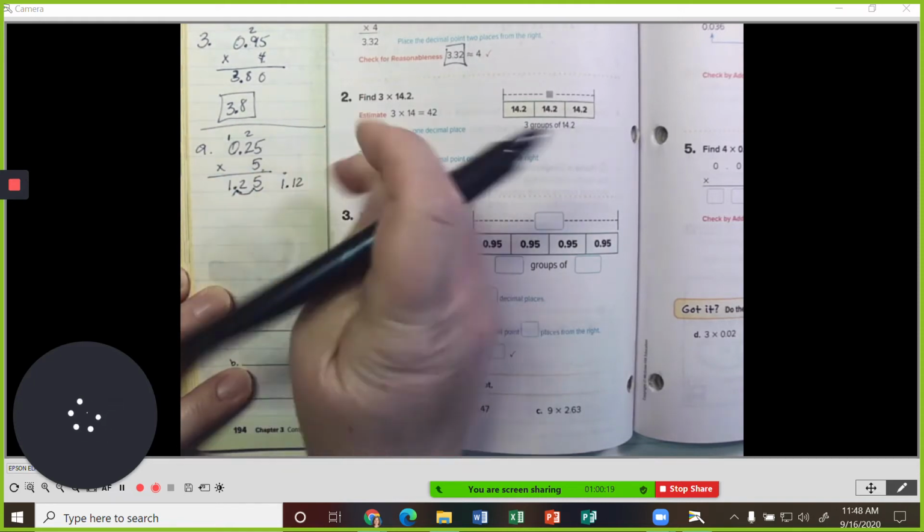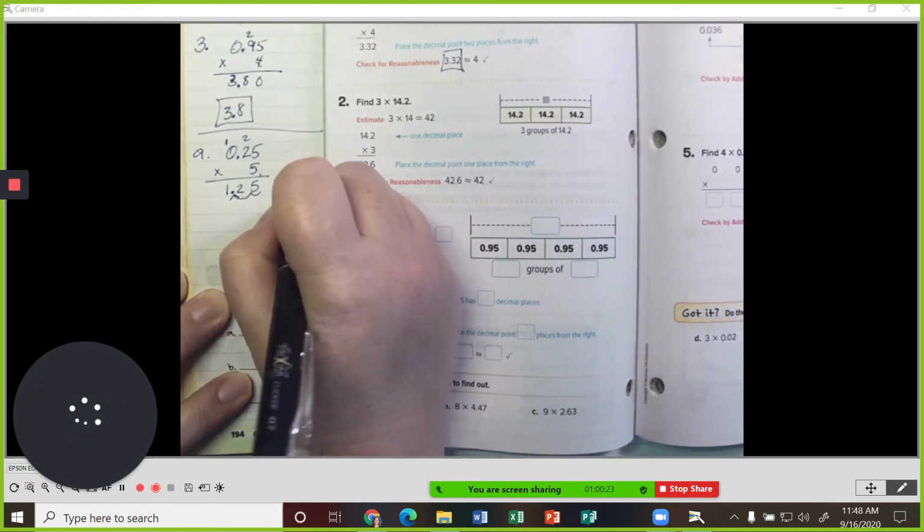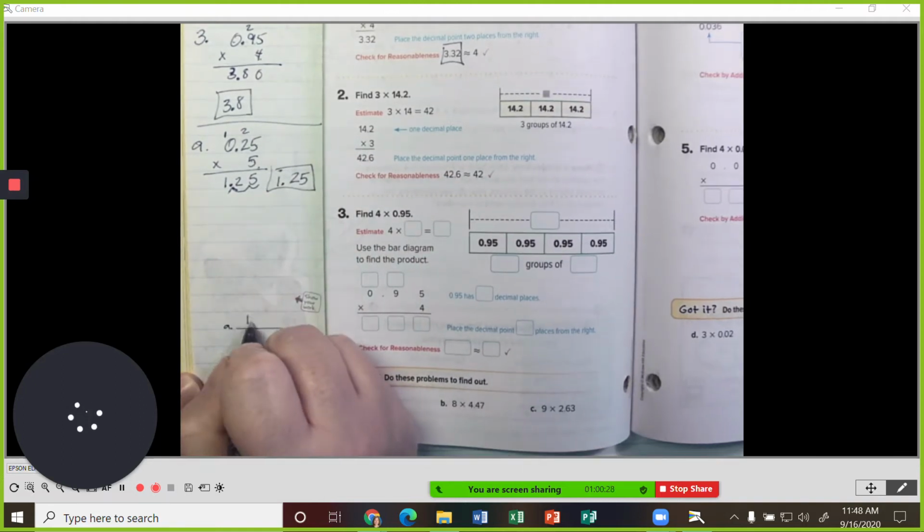And it's 1.25. I started reading it again from the beginning. Okay, then 1.25.